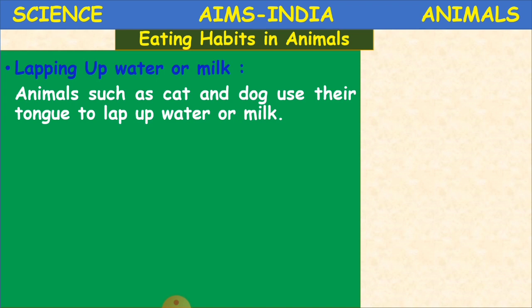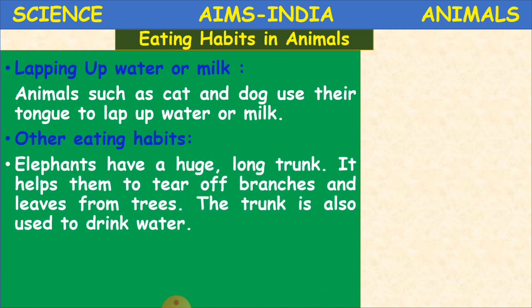Lapping up is nothing but licking, children. Animals such as cats and dogs use their tongue to lap up water or milk. You might have observed how dogs and cats drink water and milk, whatever substance is there. How do they drink, children? They lap up. We call that eating habit lapping up. With their tongue they are going to lap up.